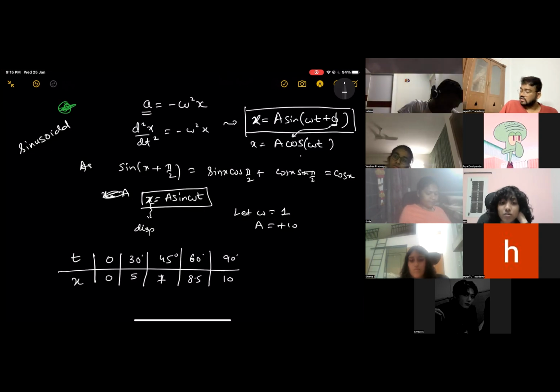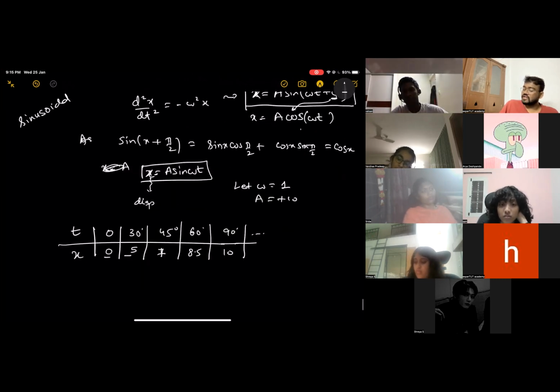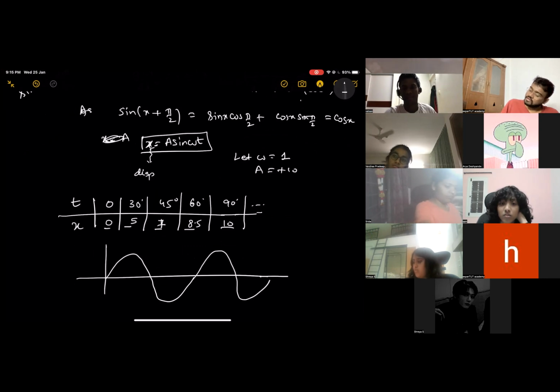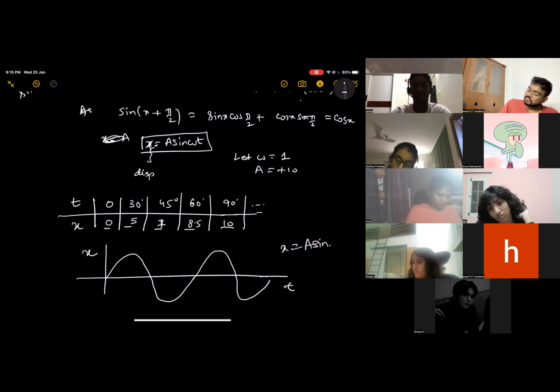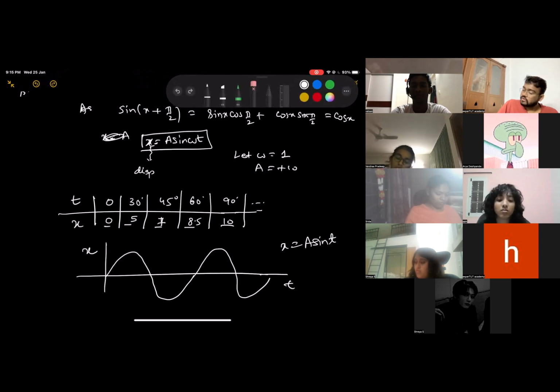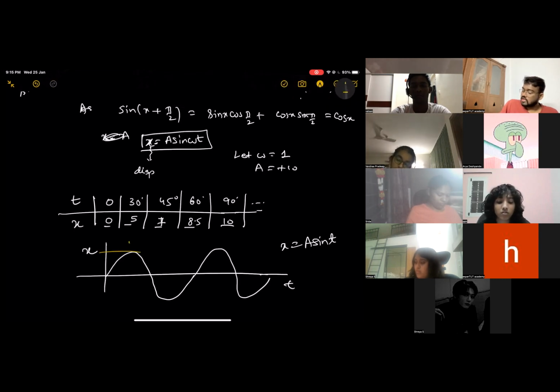Then similarly we increase the angle. The displacement goes 0, 5, 7, 8.5, 10, and then it will start decreasing. If you make it, the sine curve will look like this. In this curve, this is x, this is t. x is equal to a sine t, or 10 sine t, doesn't matter. The amplitude of this is 10.